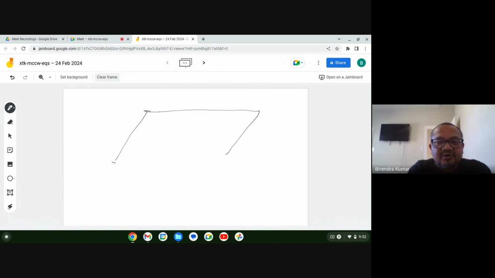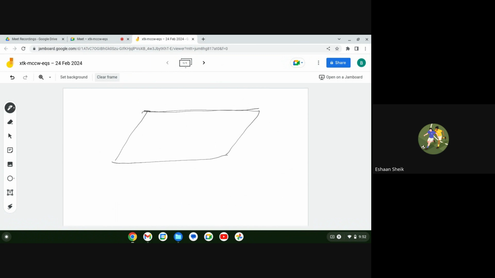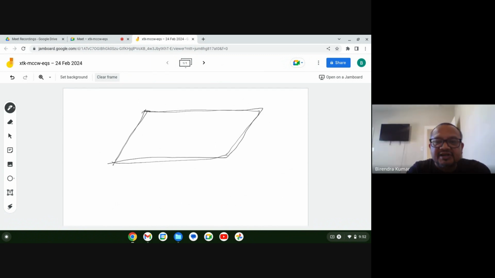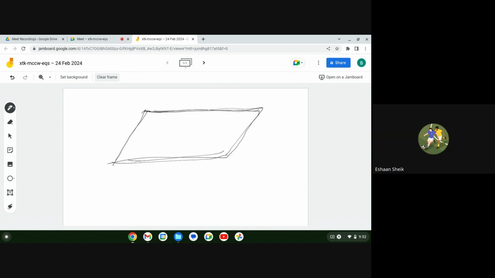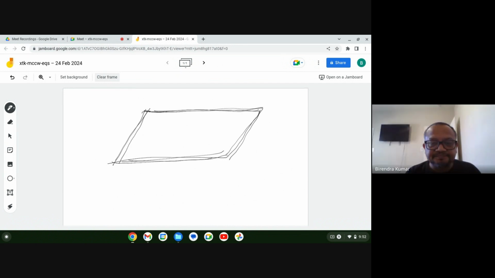The other shape is called a parallelogram. That's what you were talking about, right? A parallelogram is a quadrilateral where the opposite sides are parallel to each other. This one is parallel to this one, and this one is parallel to this one. This is what is called a parallelogram.